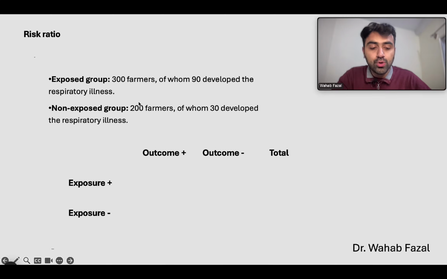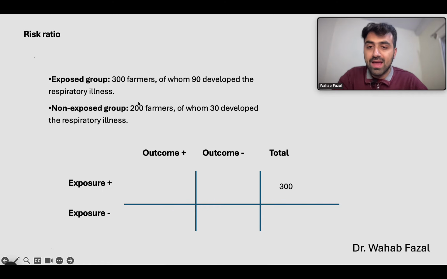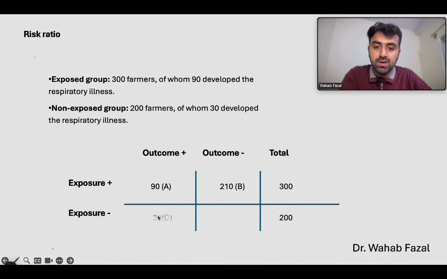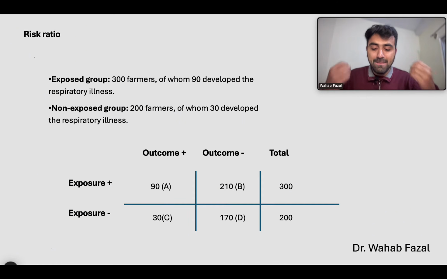So again, our exposed group has 300 people and our unexposed group has 200 people. Great, that makes a lot of sense. 90 people developed the respiratory illness. That's A, and that leaves a remaining of, if you subtract 90 from 300, 210. From 200, 30 developed the respiratory illness. So 30 are outcome positive, which leaves a remaining of 170. Very, very simple. Now you have everything laid out. Just put in the formula and things will work like magic.